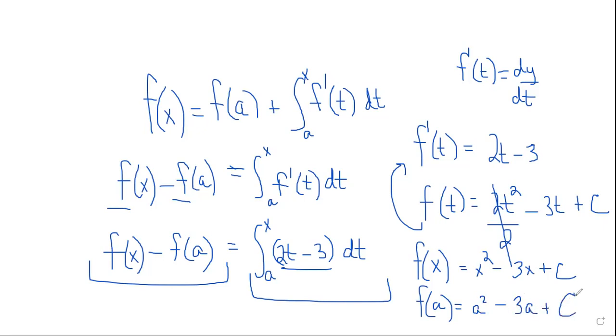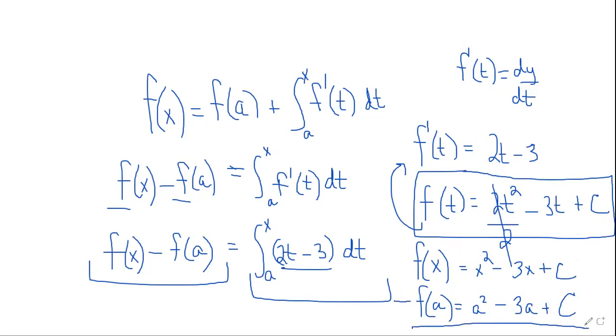Remember, if we're choosing a c, it's going to be one c that we choose. Any c is fine, but we're still going to have the same c in the x and the a evaluations. Subtract, and what goes away? The c's. And so it doesn't matter what c you pick. In fact, you might as well just let c be 0, since it's going to go away anyway.